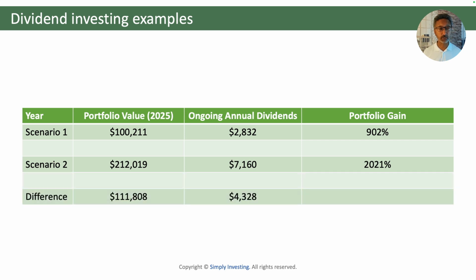If we look at the difference just in the portfolio value alone, by applying the techniques in scenario 2, which was reinvesting the dividends every 5 years, this investor's portfolio value has increased by more than $111,000. Ongoing dividends, you can see the number there, an extra $4,300 a year in dividends.